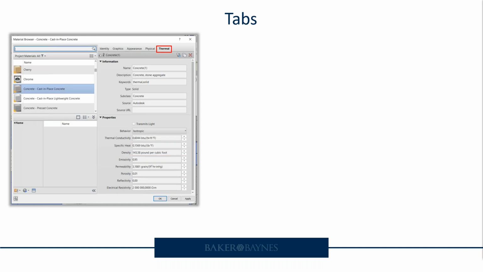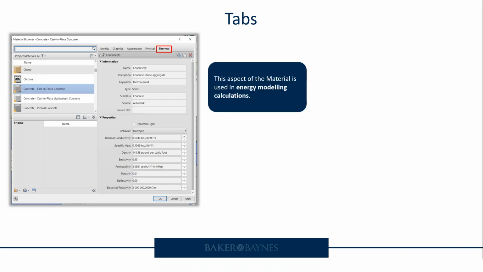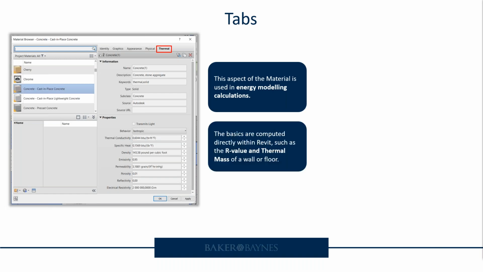Then the last tab is your thermal asset, and this aspect of the material is typically used for energy modeling calculations. Also, the basics are computed directly within Revit, such as the R values or the thermal mass of a wall or floor. If you want more advanced calculations, it can be derived from external applications.